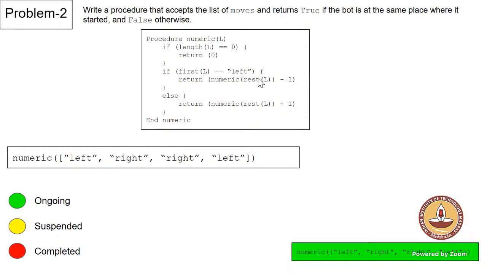In the first step, what is the content of numeric L? In the initial step condition, this has to be stopped at any point of time, right? This iteration, return numeric of rest of L, should be stopped at some time. When should it be stopped? When the length of the list is 0, when we have reached the base case.